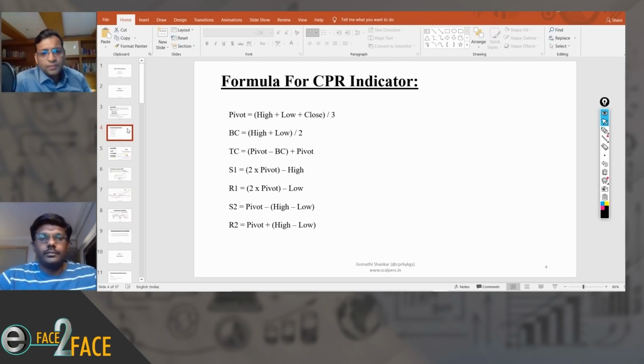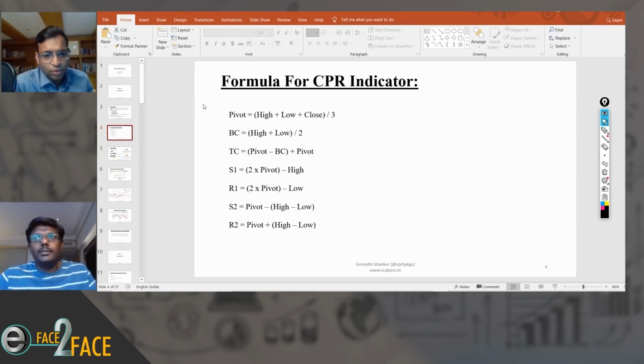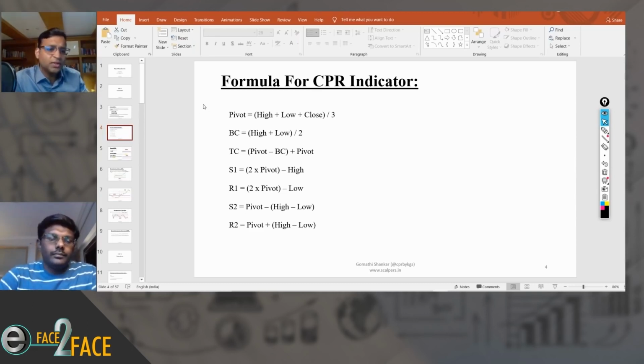Good. And TC, sorry, what do you mean by TC? What's the full form of TC? Top central pivot, bottom central pivot. TCP and BCP. Got it. So TC is the pivot line minus BC, which is the bottom pivot, plus the pivot line. Got it. The formula is taken from the Pivot Boss book only. Okay, I got it.